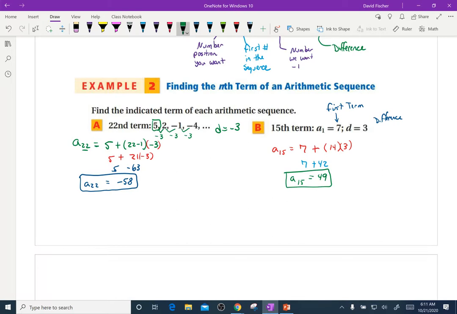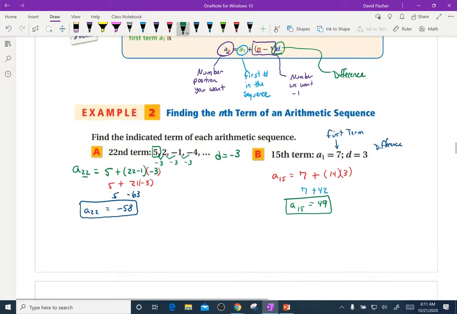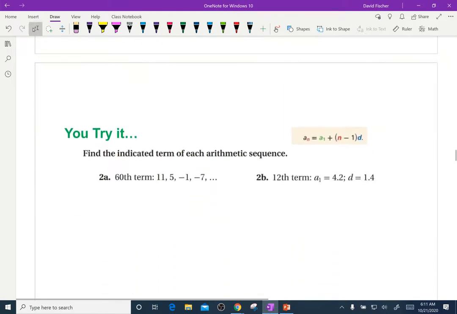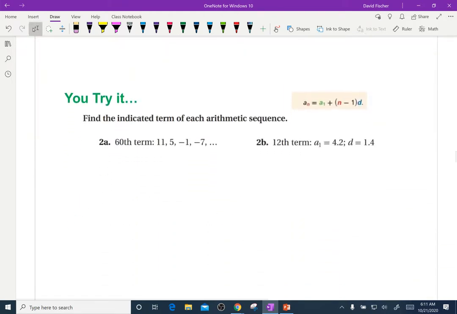All right, take some practice. Start working on memorizing that formula. It's not really that hard. Your first number plus the number I want minus 1 times my difference. I have it written here, so you give it a try.